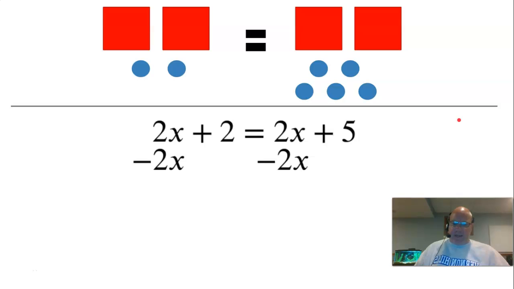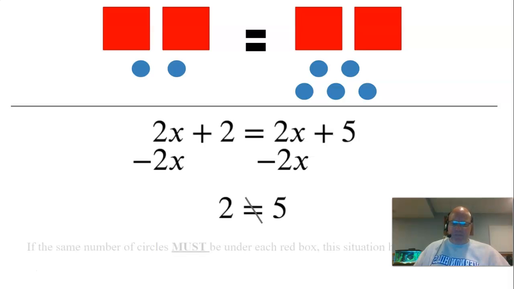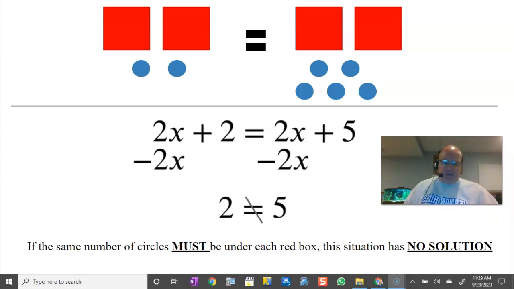Well, let's see what happens here. When I take 2x minus 2x, that's 0. So I'm left with the statement that 2 equals 5. But I know darn well that 2 does not equal 5. So what just happened here? Well, what I can say for certain is that no matter what value of x I choose, or no matter how many circles I decide are under each red box, these two pictures will never be equivalent.